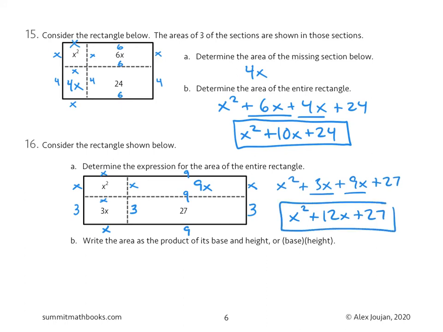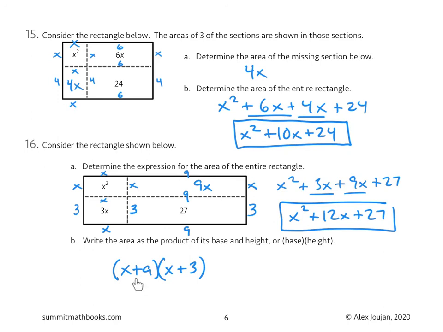Part B. Write the area as the product of its base and height, or base times height. The base is x and 9, and we would add them to get the entire length. So the base is x plus 9. And the height is 3 and x, 3 plus x. If I use the standard form, I can put x first and then plus 3. So the product of the base and height would be x plus 9 times x plus 3.